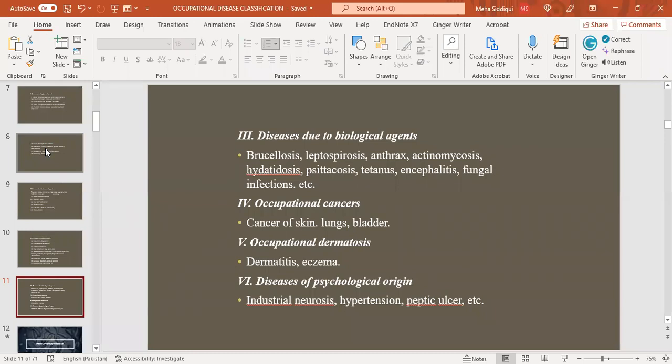Thirdly come diseases due to biological agents like brucellosis, leptospirosis, anthrax, actinomycosis, hydatidosis, psittacosis, tetanus, encephalitis, and fungal infections. Then come occupational cancers like cancer of the skin, lungs, and bladder. Then occupational dermatosis like dermatitis and eczema. Then diseases of psychological origin like industrial neurosis, hypertension, and peptic ulcer.